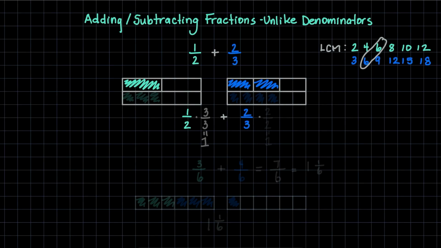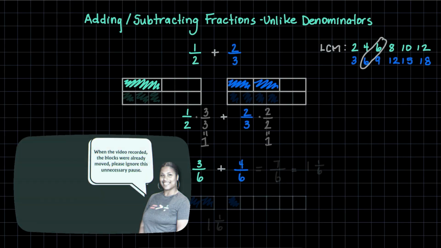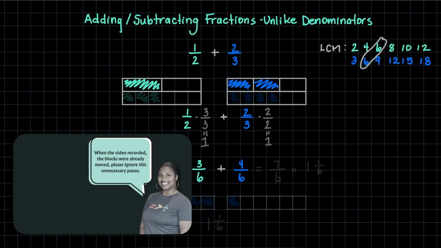Now this one is already a 3, so I need to multiply it by 2, but I know I can only multiply by a form of 1. So 2 over 2 is what I'm going to multiply by. So that's going to give me 3 over 6 plus 4 over 6. Now let's see what that looks like. I'm going to take one of my blocks and move it over.